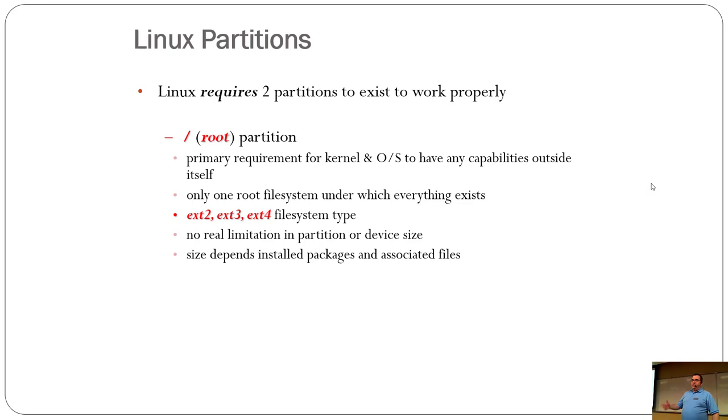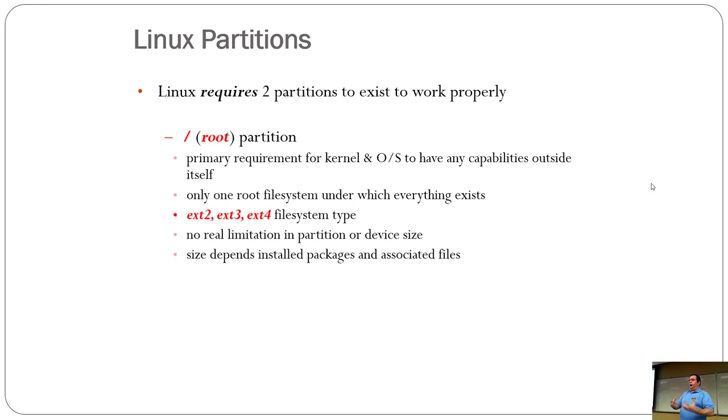So Linux requires two partitions to exist properly. There must be a root partition. When you play around on Linux and you go to slash, the root of the OS, that is actually known as the root partition. You're actually at the root, the primary partition of the OS, which also happens to be at the base of the OS's file system. And this is where the kernel usually lives, and that's where basically the rest of the OS lives.